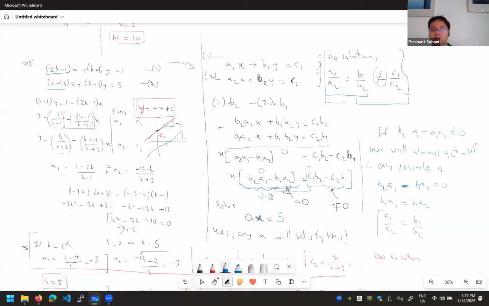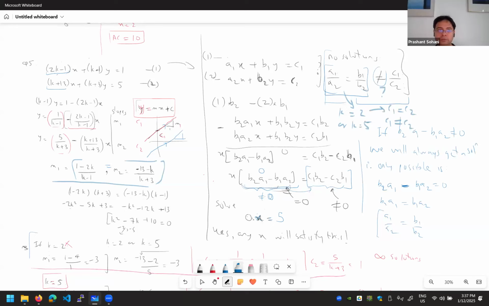When you write these two, when you're comparing a1 upon a2 equal to b1 upon b2, you're exactly comparing the slopes. Actually, if you do the calculations as homework, I suggest that you write a1 upon a2 equal to b1 upon b2, and you see that exactly we are comparing the slopes. So when I solve this equation, I'm going to get two values, k equal to 2 or k equal to 5. And that is where the second condition will matter, whether C1 and C2 are equal or not. Again, you see that if k equal to 2, then C1 and C2 are equal. And if k equal to 5, then C1 and C2 are not equal.